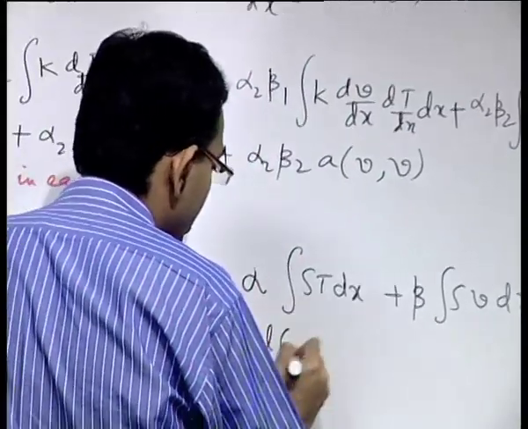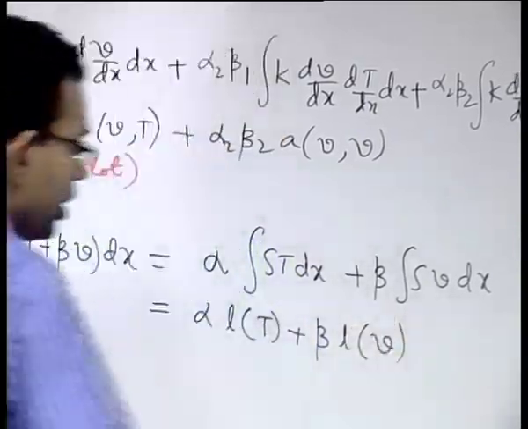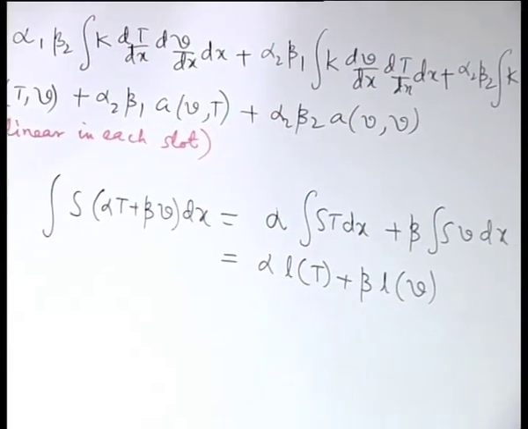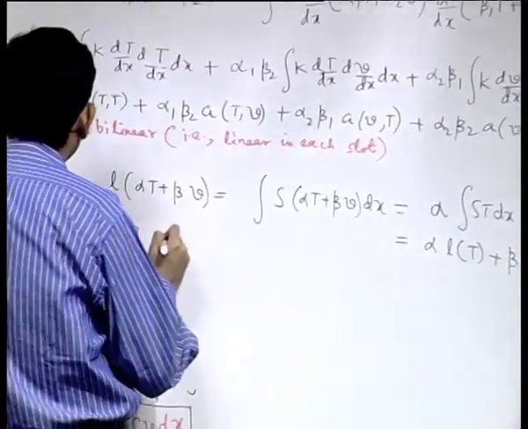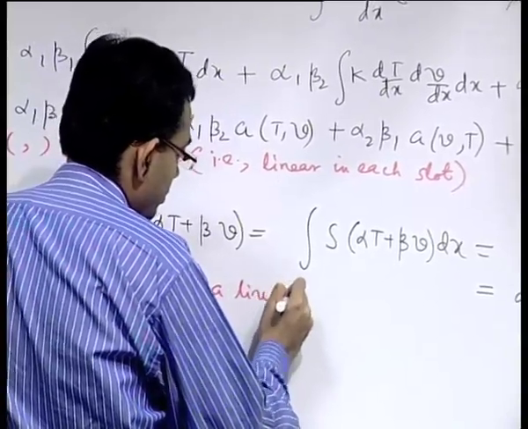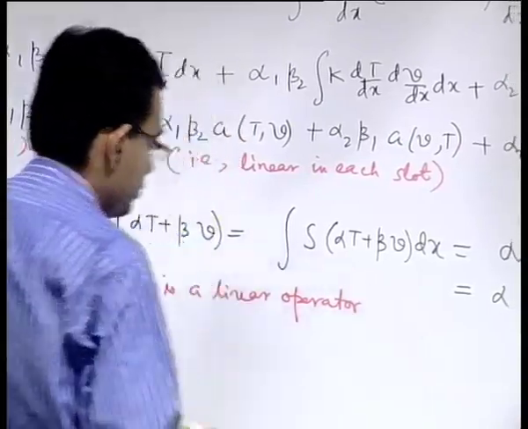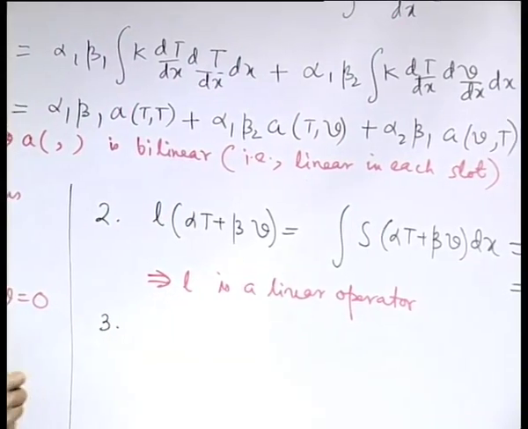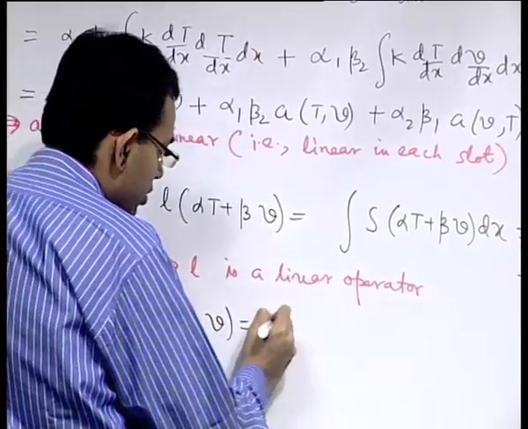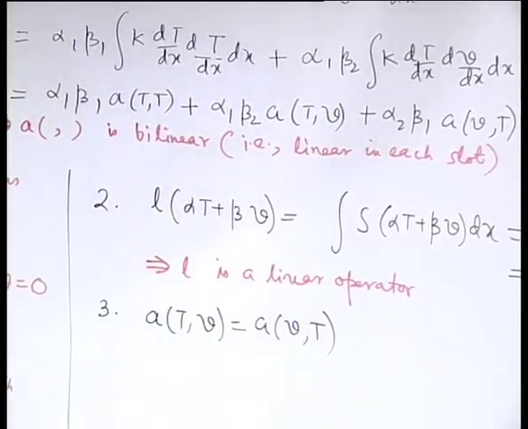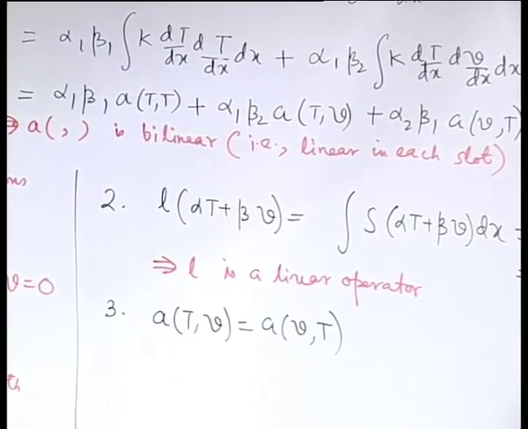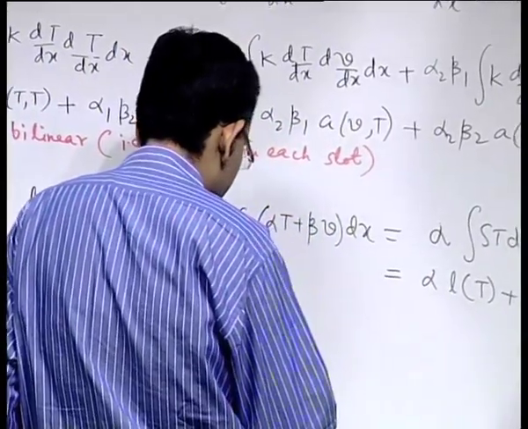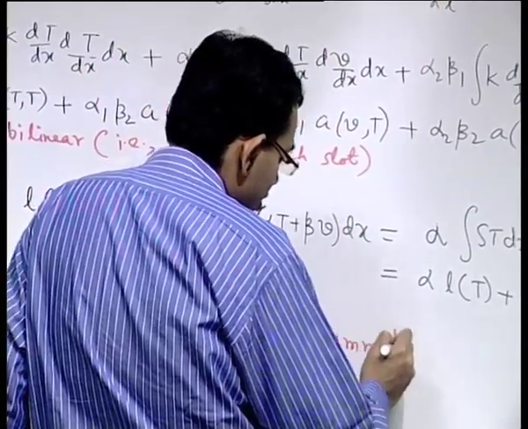This is nothing but alpha LT plus beta LV. So if such a property is satisfied, then the operator L is called a linear operator. Third, you can easily observe that ATV is equal to AVT. From this example, if you swap T and V, it makes no difference. So that means A is a symmetric operator, A is symmetric, or sometimes it is called self adjoint.